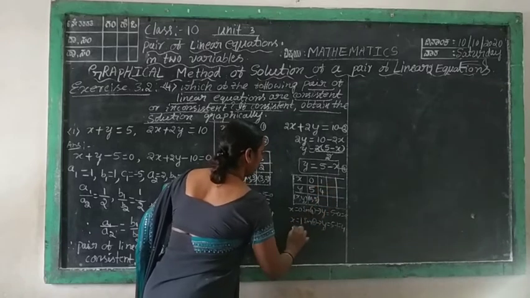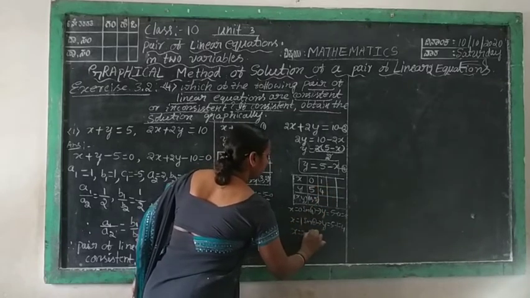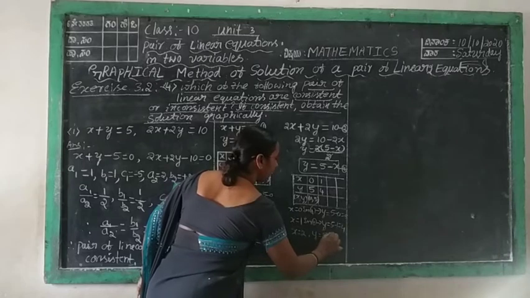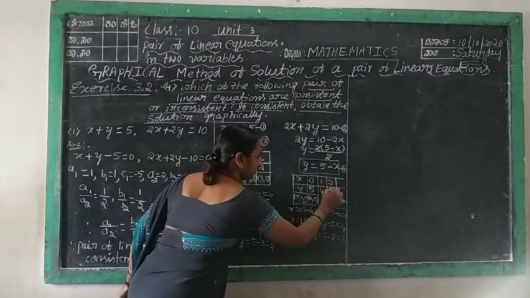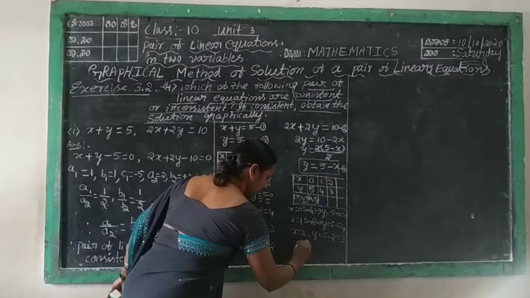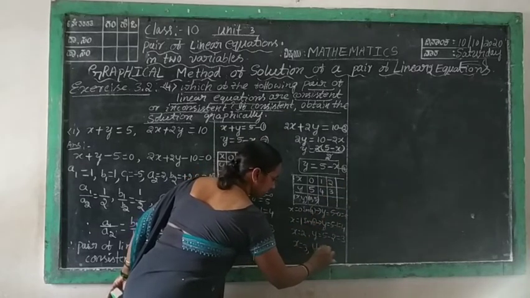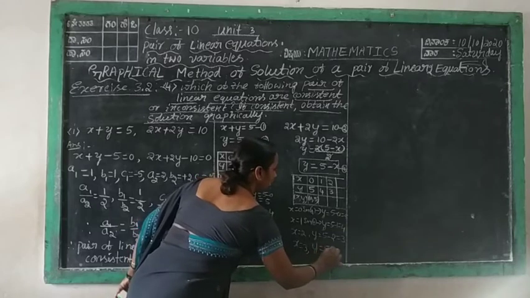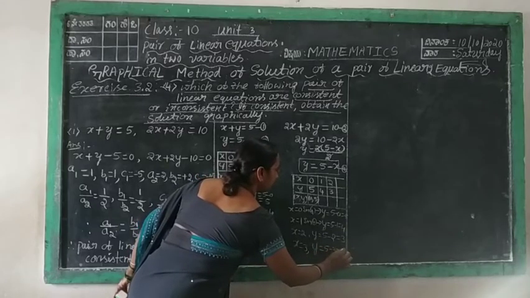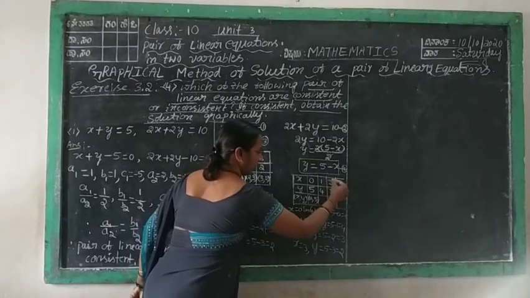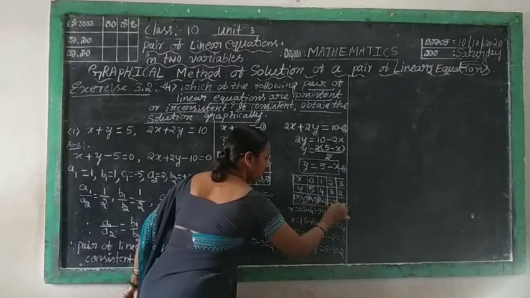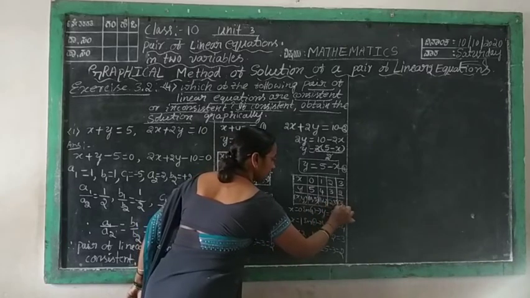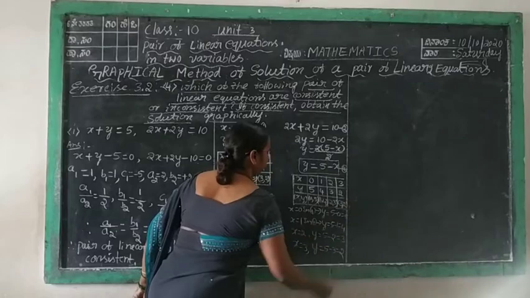1, 4. Then x is equal to 2, then y is equal to 5 minus 2, that is equal to 3. Then x is equal to 3, then y is equal to 5 minus 3, we get 2. Second coordinate point is 1 and 4. Third is 2 and 3. Then the fourth one is 3, 2.